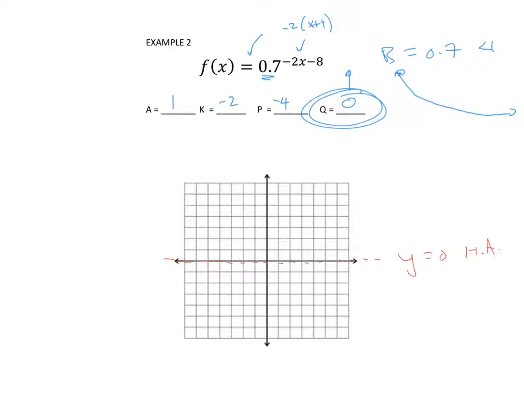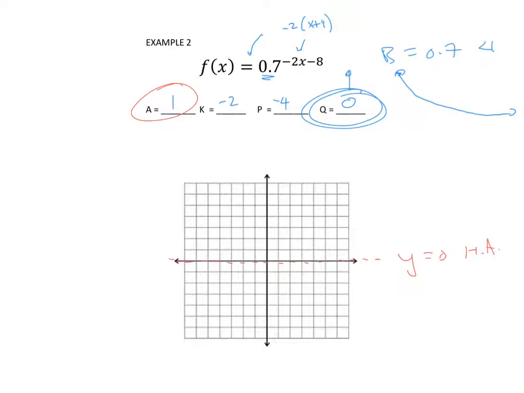All right, the next thing is, how do we know whether the range of the graph is above the HA or below the HA? Well, the A is going to tell you. The A is positive, so it's going to be above. It is not flipped at all. In other words, we're going to erase this part here. It's going to be above, somewhere up here.